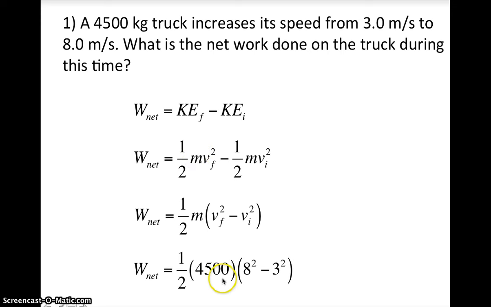The mass is 4,500. The final speed is bigger, it's 8. The initial speed is smaller, 3. So you can see that W net will be positive because the object sped up. And it comes to this value.